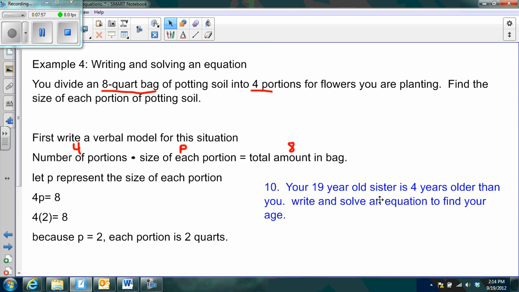And lastly, try this one on your own at home. So your 19-year-old sister is 4 years older than you. Write and solve an equation to find out your age. So use this verbal model and then write an equation in order to solve for it.